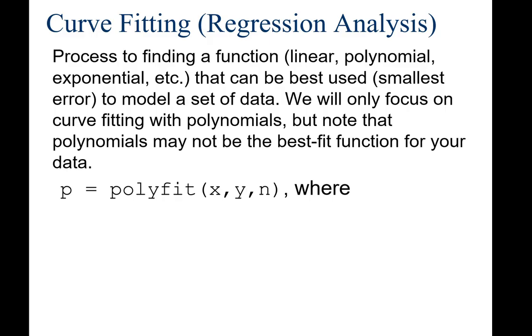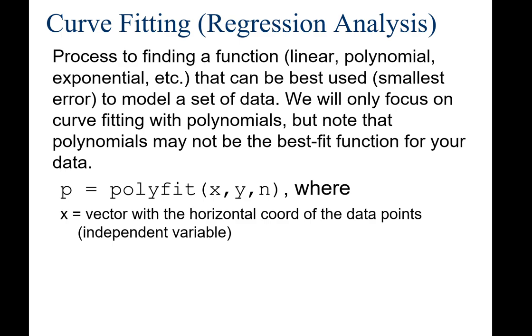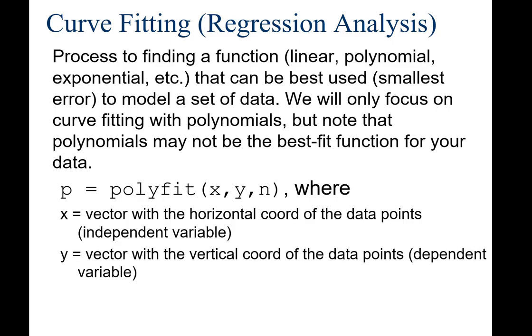Polyfit takes in three inputs where x and y are of equal size and are typically scattered data. They might just be data on a plane. The third input, n, has to do with the method in which we want to analyze that data. So x is a vector with horizontal coordinates, similar to an independent variable, and y is the vertical coordinates or the dependent variable. And n is the degree of the polynomial.